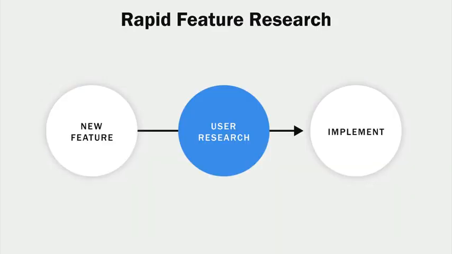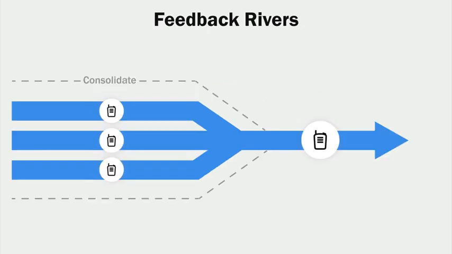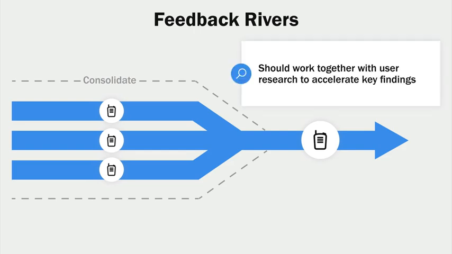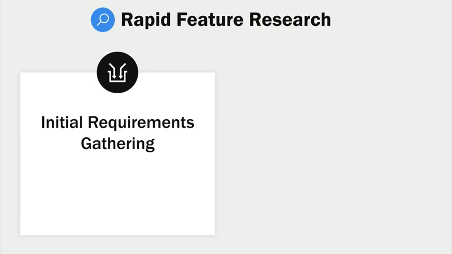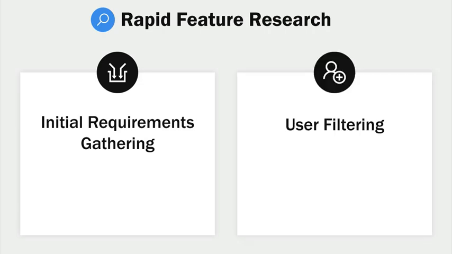When you develop a new feature or refine an existing one, you often need to do user research to figure out how to best implement it. Since feature design requires qualitative detail on what users want, you will primarily use your feedback river for this use case. The feedback river won't fully replace your need to do user research, but it will help accelerate how fast you get to key findings. There are two primary ways the feedback river helps in accelerating your user research: initial requirements gathering and user filtering.